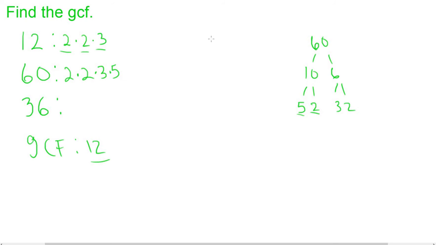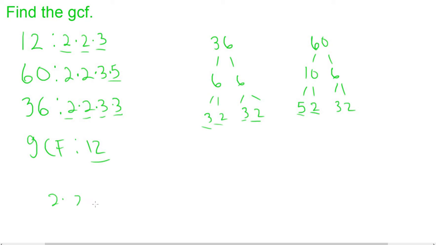And let's do the same thing for 36. 36 can be 6 times 6. That breaks into 3 times 2, and 3 times 2. Those are my 4 prime factors: 2 times 2 times 3 times 3. Now I want to see what numbers they have in common. The numbers we have in common are two 2s and one 3. So that's 2 times 2 times 3, which equals 12.